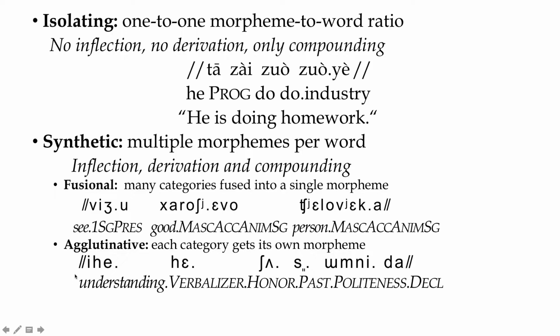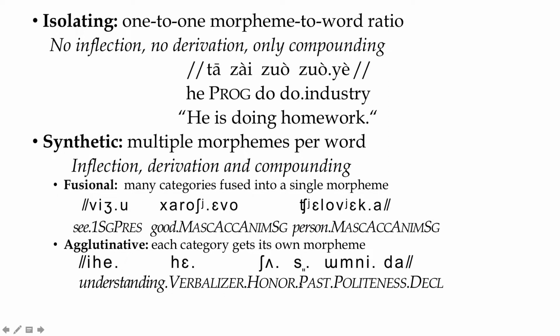So in this Korean phrase, 이해하셨습니다, this means I understood. And ihe would be understanding, he would be a verbalizer, making something into a verb, so like to do, understanding. The sh means that it's honorific. This s marks the past tense. Ni marks politeness. And da means that it's a declaration. I'm just proclaiming that this thing is true.